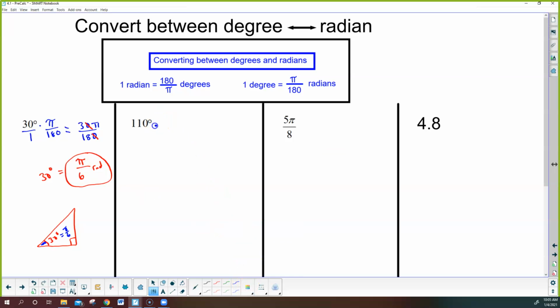Okay, the next one. I have 110 degrees. Well, it's in degrees. I want to convert it into radians. So I want to get pi back into my answer. So I'm going to multiply by pi over 180. And again, I always make this a 1. And then you're just going to multiply straight across. So you got 110 over pi.